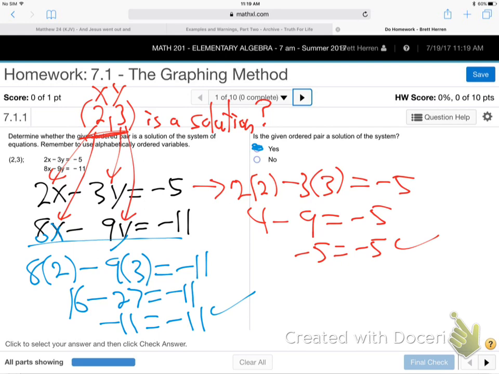So that one's a yes. If either one of them had come out false, not equal, like negative 4 equals negative 5, that's not true, then I would have said no. Either one, either one. All right.